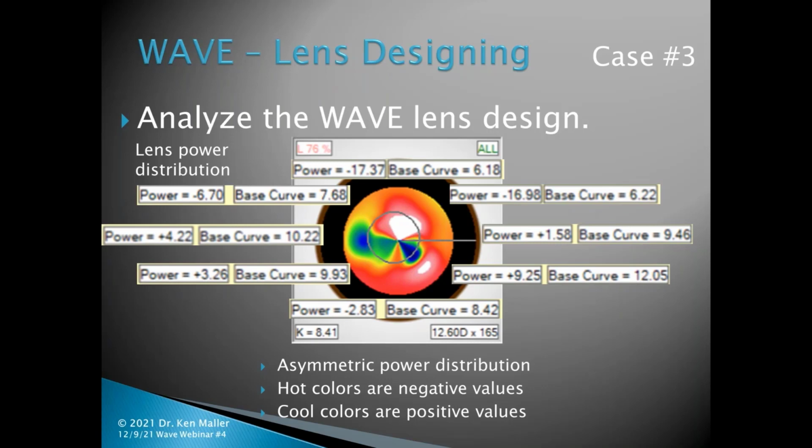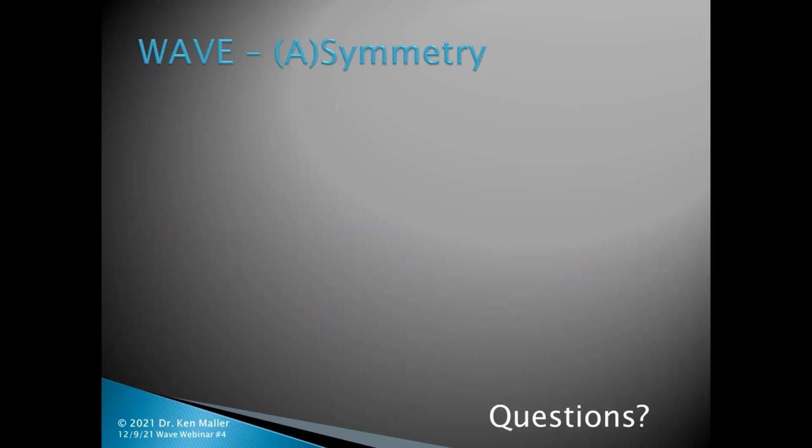So we could see there that the powers are distributed from a plus 9.25 all the way up to a minus 17 and change. We have almost 28 diopter variance of powers that are being created on this lens, and you could see it's not in any normal toric distribution whatsoever. So that's a free-form design.